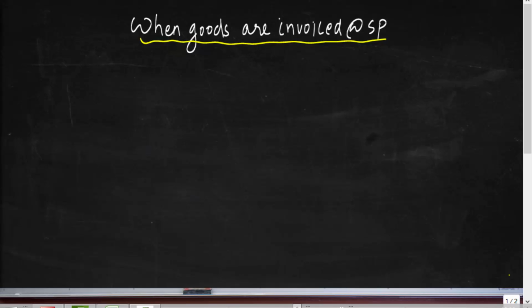In this session, let us understand the accounting aspects when goods are invoiced at selling price to the branches. In our earlier problems, we have understood that HO used to send goods to branches, and whenever the goods are sent to branch, so far we have discussed that they are sent at cost price.